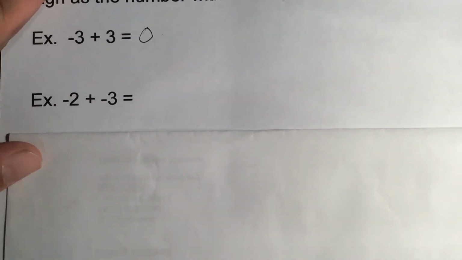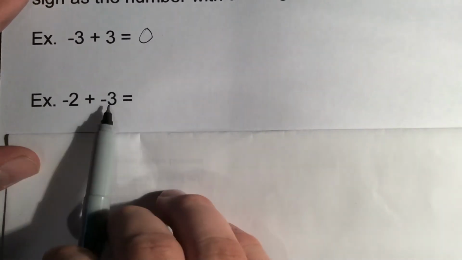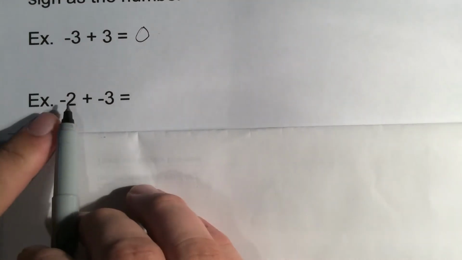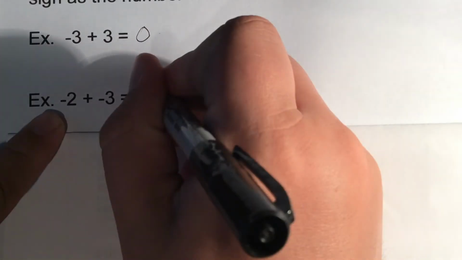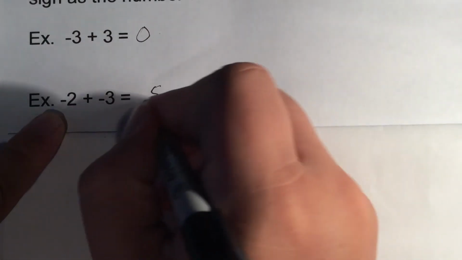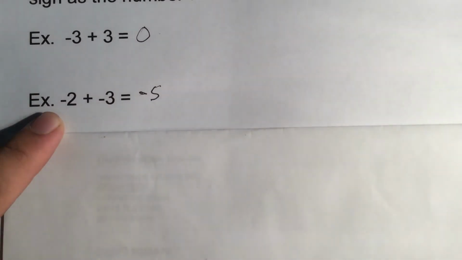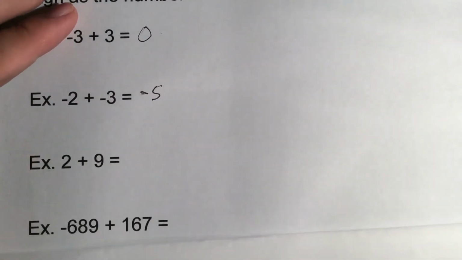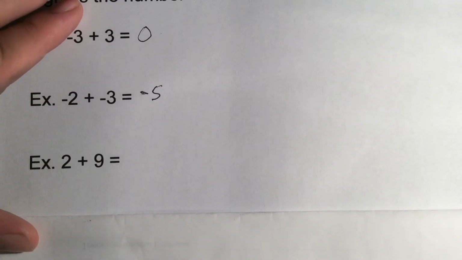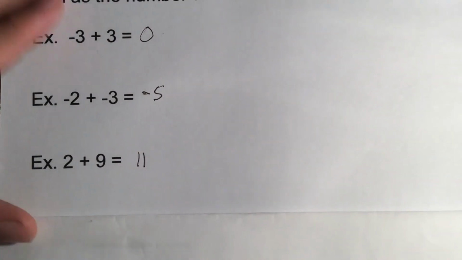So, this one here. Negative 2 plus a negative 3. They're both negative, so I would take 2 plus 3, which is 5. And since they're both negative, it makes it a negative 5. All right? 2 plus 9, both positive, so you can just add them. 2 plus 9 is 11, both positive, so it's a positive 11 for an answer.